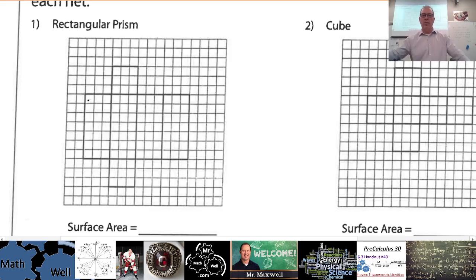So I've got 1, 2, 3, 4, 5, 6, 7, 8, 9, 10, 11, 12, 13, 14, 15, 16, 17, 18, 19, 20, 21. So I got 21 squares there. Now it looks like this is 7 by 3. All of these are also 21. You see that? 21, 21, 21. They're all the same size. This one is 1, 2, 3, 4, 5, 6, 7, 8, 9. So that's 9. And this looks to be 3 by 3. So 3 times 3 is 9 as well.